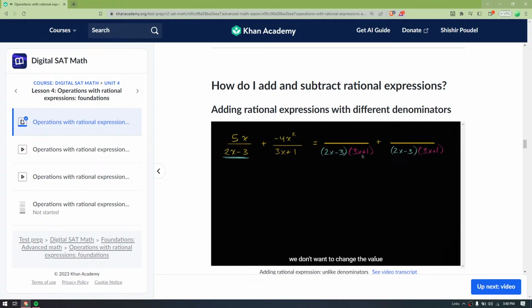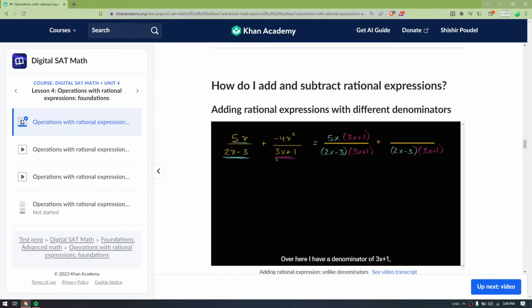So if we do that to the denominator, we don't want to change the value of the rational expression. We'd also do that to the numerator. So the original numerator was 5x. And now we're going to multiply it by 3x plus 1. Notice I didn't change the value of this expression. I multiplied by 3x plus 1 over 3x plus 1, which is 1 as long as 3x plus 1 does not equal 0. So let's do the same thing over here.